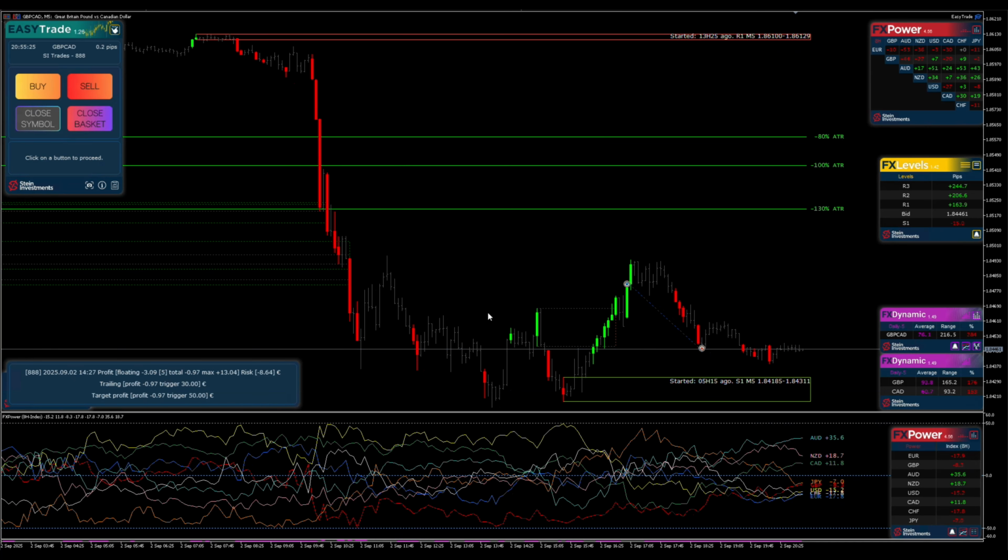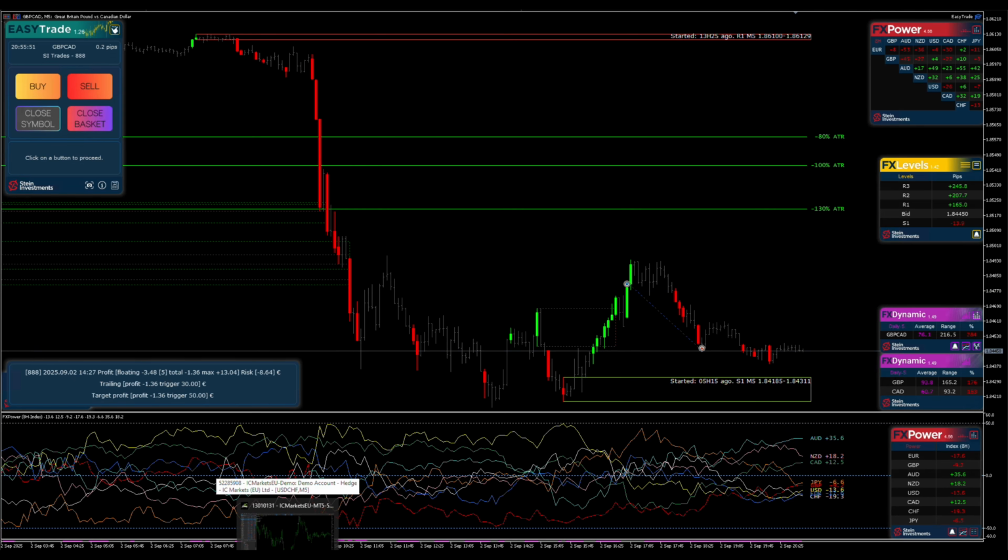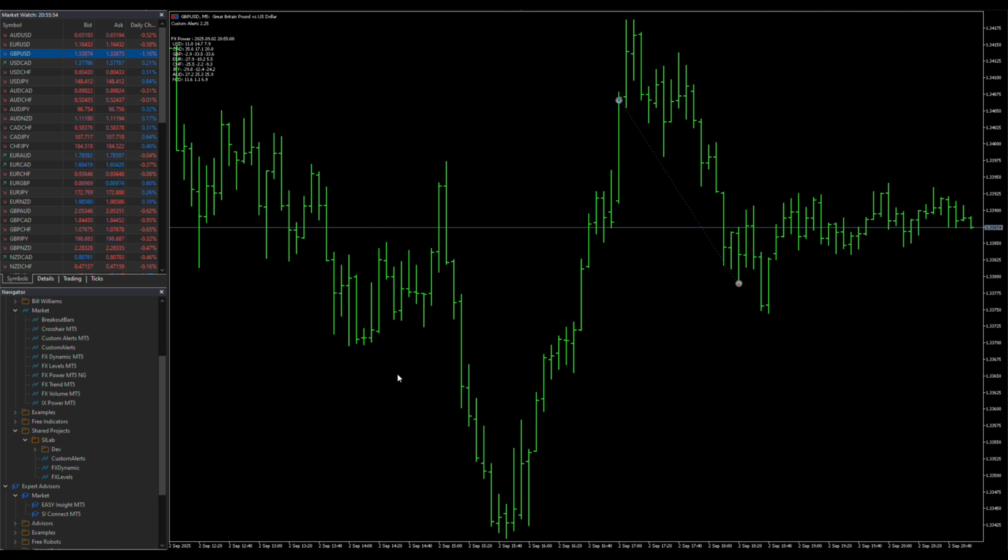So let's summarize what's needed for this strategy. At first, you need, of course, FX power, because it does all the calculations and determines the individual currency strengths, and that's these lines we need to see what's going on in the market and to time the entry of our trades. Secondly, if you like and prefer, that's how I operate, you need custom alerts.